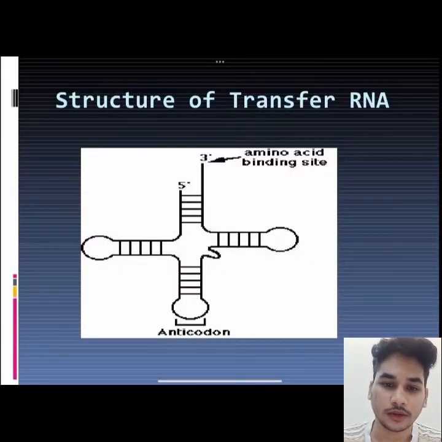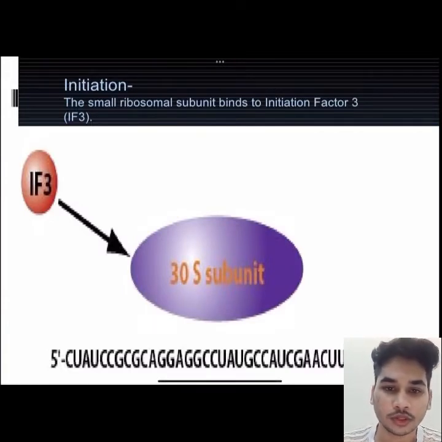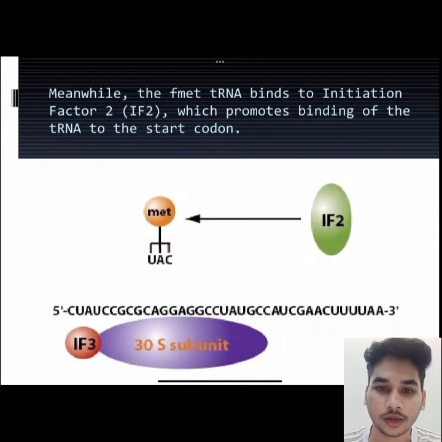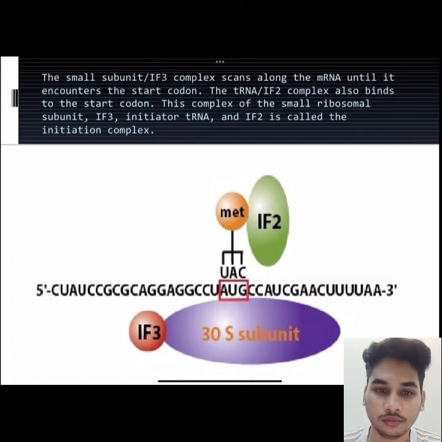So this is the structure of transfer RNA. Initiation. So the small ribosomal subunit binds to the initiation factor 3. The small subunit initiation factor 3 complex binds to the mRNA. Specifically, it binds to the sequence AGG, known as the Shine-Dalgarno sequence, which is found in all prokaryotic mRNAs. Meanwhile, the fMet tRNA binds to the initiation factor 2, which promotes binding of the tRNA to the start codon. The small subunit IF3 complex scans along the mRNA until it encounters the start codon. The tRNA IF2 complex also binds to the start codon. This complex of the small ribosomal subunit, IF3, initiator tRNA and IF2 is called the initiation complex.